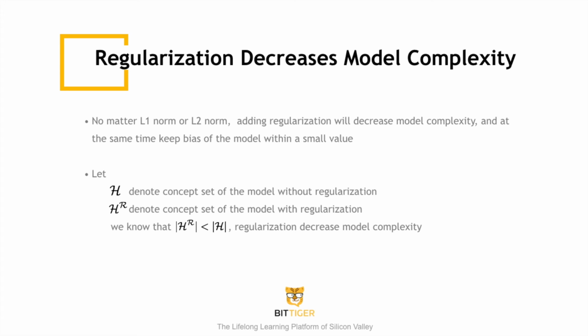For both L1 norm and L2 norm, adding regularization will decrease model complexity and at the same time constrain bias of the model to a small value. Let H denote the concept set of the model without regularization, and HR denote the concept set of the model with regularization. We know that HR is a subset of H. Thus, the size of HR is much smaller than the size of H. Therefore, regularization decreases model complexity.